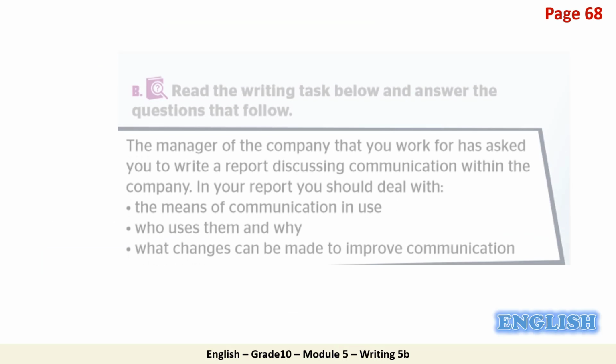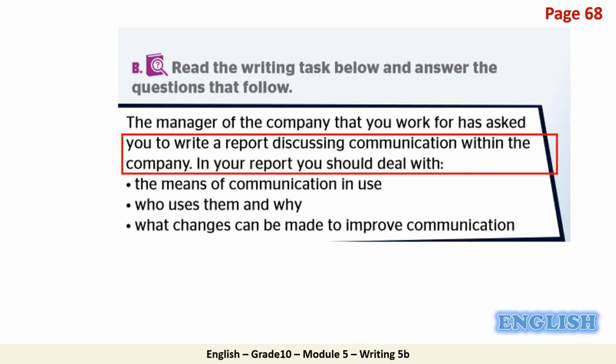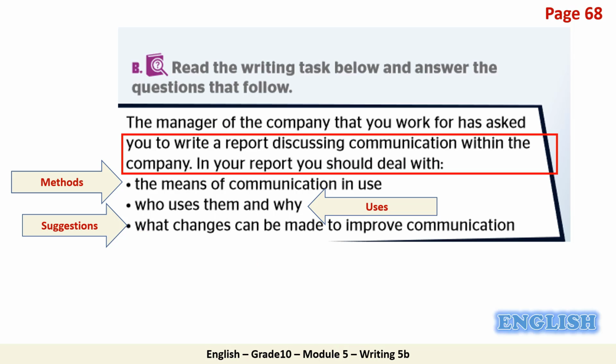Let's go through your next task. Exercise B, page 68. First of all, you will be reading and then you will be answering the questions. Your task is to write a report discussing communication within the company. You should deal with the means of communication in use. What is the meaning of that? The methods. How do you communicate in workplace? What else? The uses. The uses, who uses them and why? And finally, what changes can be made to improve communication? Which are your suggestions?